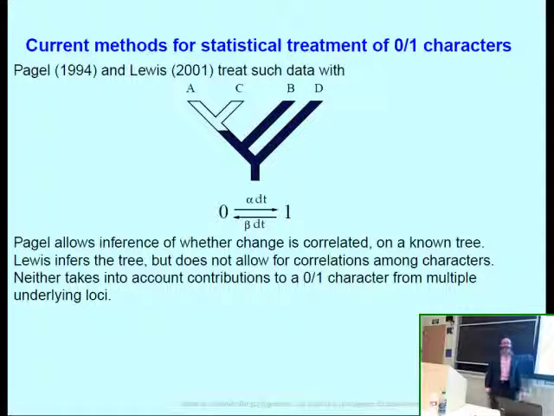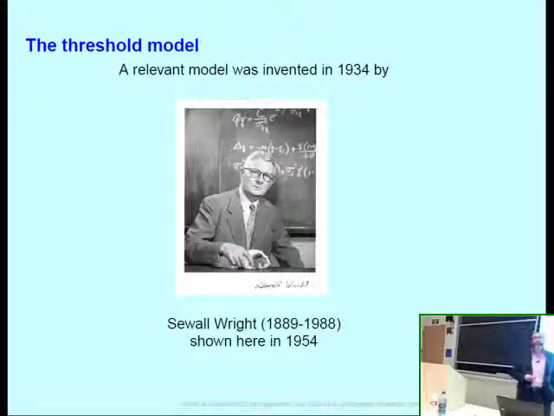And that's a model called the threshold model, and it was invented by this guy. And as people who are familiar with evolutionary biology will know, or with animal breeding for that matter, this is Sewell Wright, who is one of the three great founders of the modern evolutionary synthesis and of theoretical population genetics. He led a tremendously long life. He died in his 99th year with a paper in press.